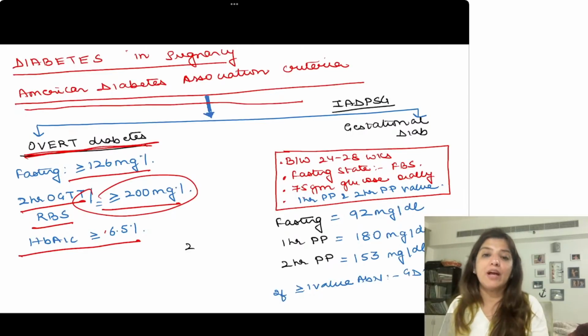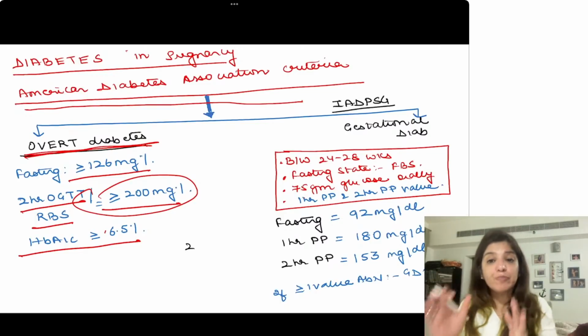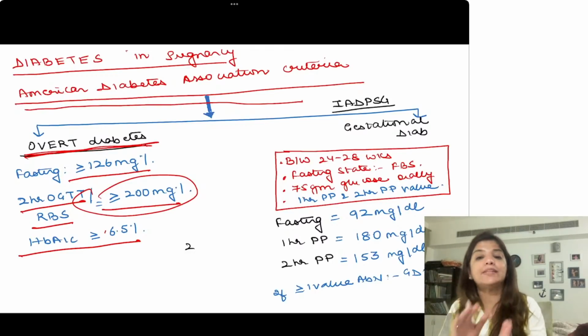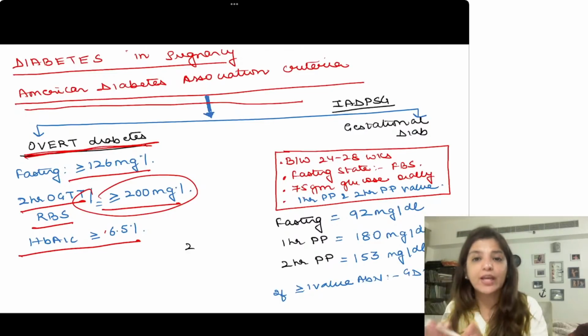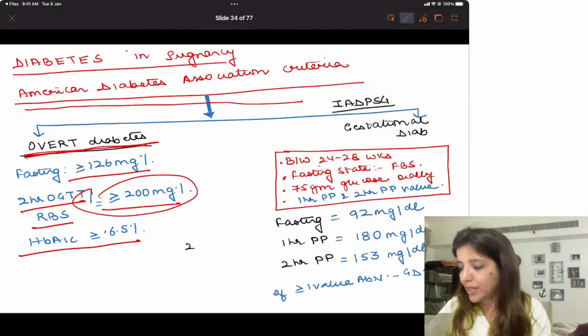Now, American Diabetes Association criteria and IADPSG criteria for gestational diabetes are the same. What is IADPSG? International Association of Diabetes Pregnancy Study Group, right? That is an international association. DIPSI is an Indian guideline. IADPSG are international guidelines. So the American Diabetes Association and the other international guidelines say that you should be checking for gestational diabetes between 24 to 28 weeks.